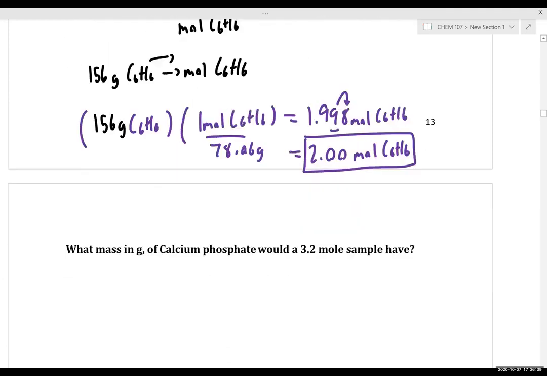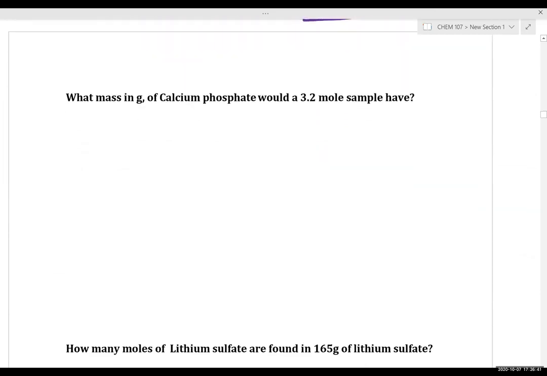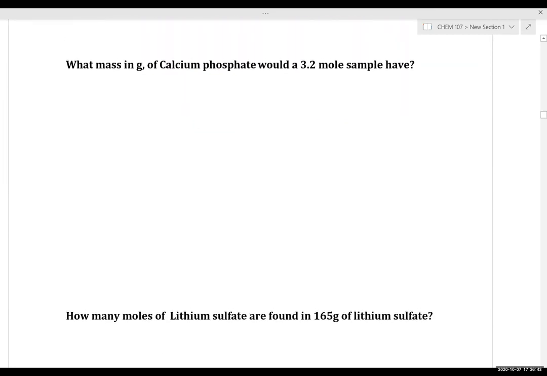So let's keep going now, and let's look at a somewhat more difficult example. I'm going to do the first one, and you'll handle the second one. We're asked, what is the mass in grams of calcium phosphate for a 3.2 mole sample? So we're trying to go from moles of calcium phosphate to grams of calcium phosphate.